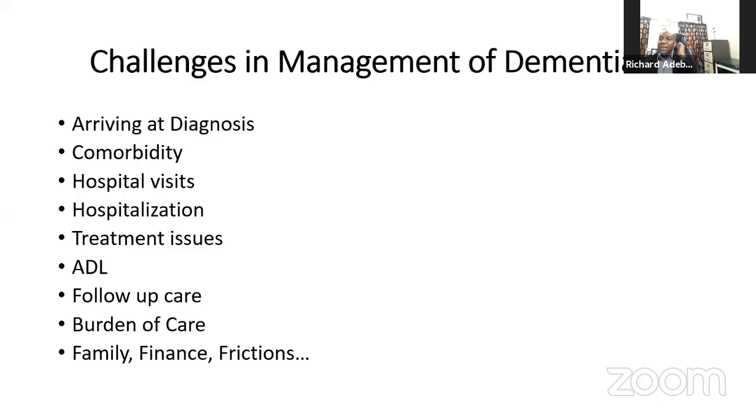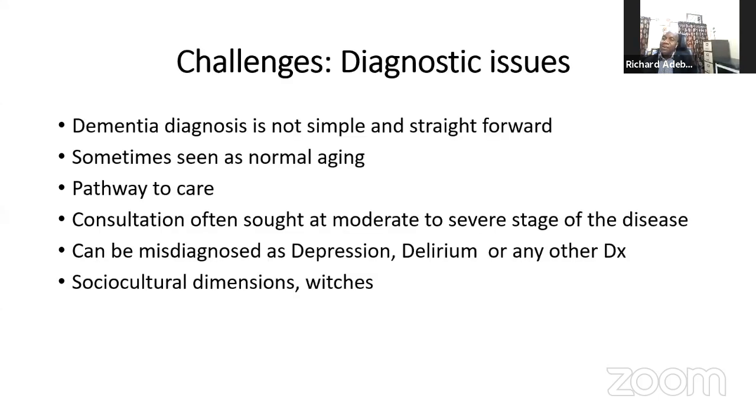Arriving at diagnosis, comorbidity, hospital visits, hospitalization, treatment issues. All these areas, follow-up of patients, burden of care, family, finance, frictions. There are lots of challenges in the management of dementia in this part of the world. Even the clinical diagnosis, when you want to do a CT scan or MRI, how many of our patients can afford this? How many of these elderly people that need to be held by the hand as if they are toddlers can be coming to hospital regularly? That's another issue. Oftentimes they have comorbid conditions, orthopedic issues, sight issues that limit their ability to even move around. These are issues that we need to consider.